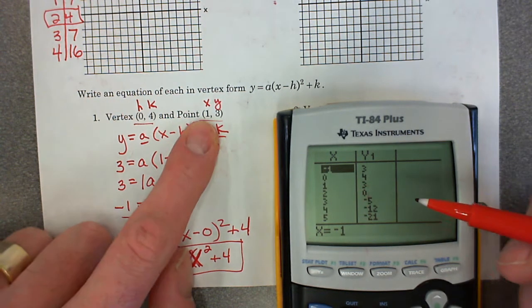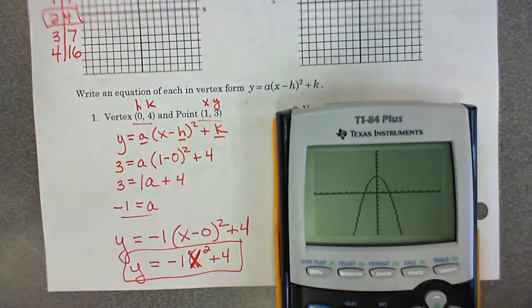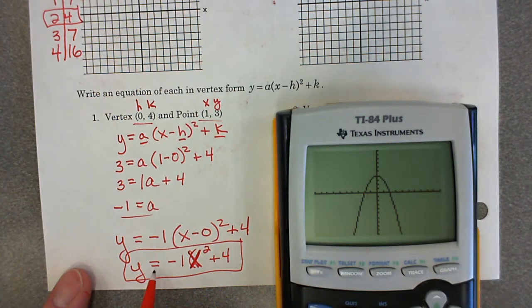So the two points that we're supposed to go through, it does, and it is a parabola, so I know I'm correct. So here's your equation: y equals -x squared plus 4. Okay?